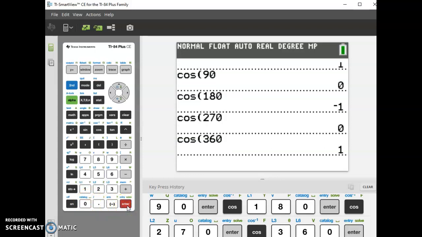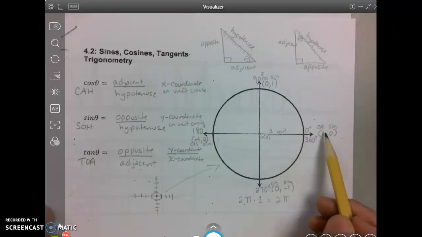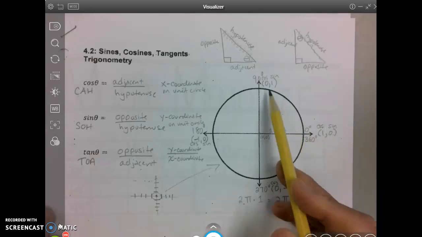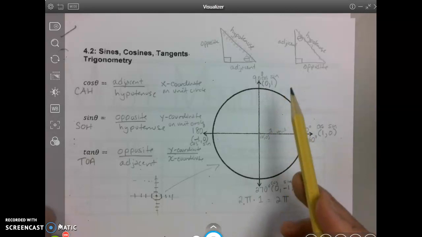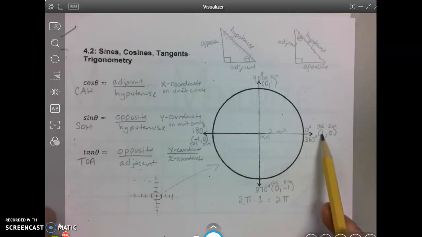And once again, I get 1. All right, so what I wanted you to see is that what we did was we went around the unit circle. Cosine of 0, we got 1. Cosine of 90, we got 0. Cosine of 180, we got -1. Cosine of 270, we got 0. Cosine of 360, we got 1.